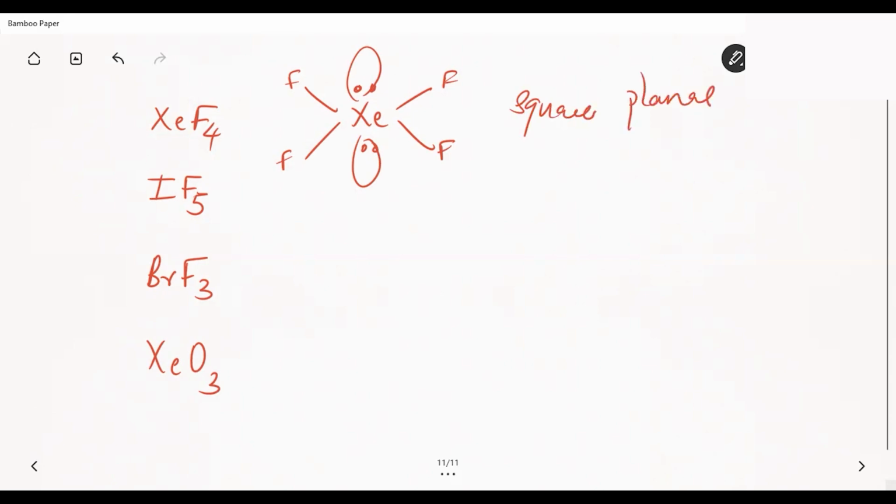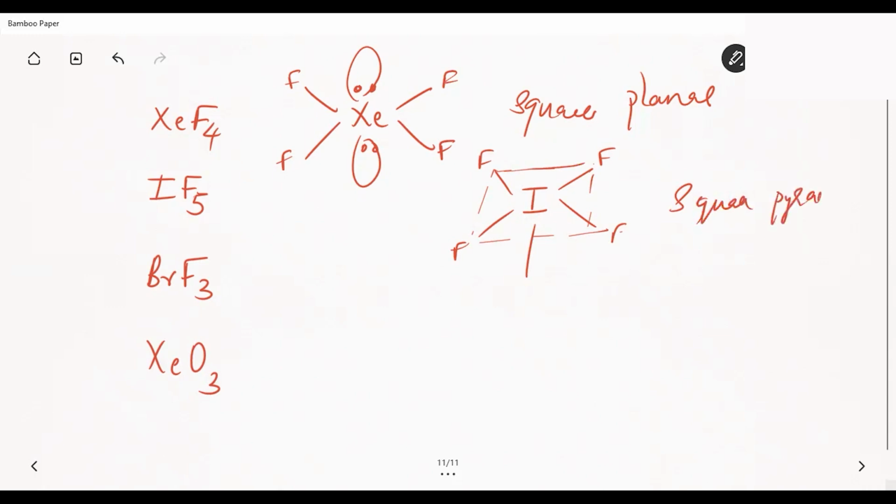Then IF5. How will you draw that? Iodine is the central atom with 5 bond pairs, and there is 1 lone pair for iodine, 7 electrons in total. So how will you arrange? 1, 2, 3, 4, 5. It's like a square pyramidal structure. Then you place the fluorines here. There is only 1 lone pair, right? So this is square pyramidal.